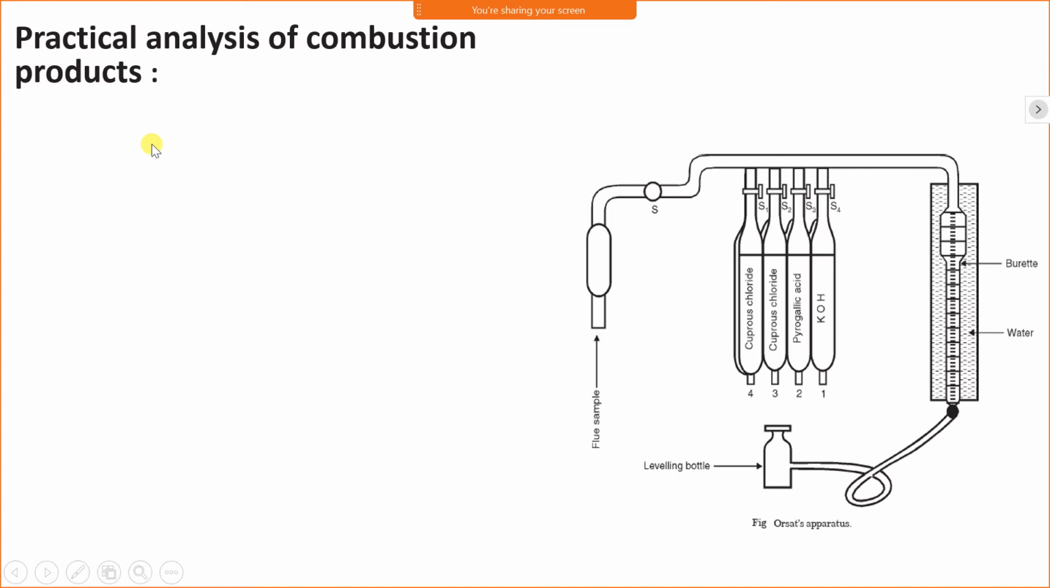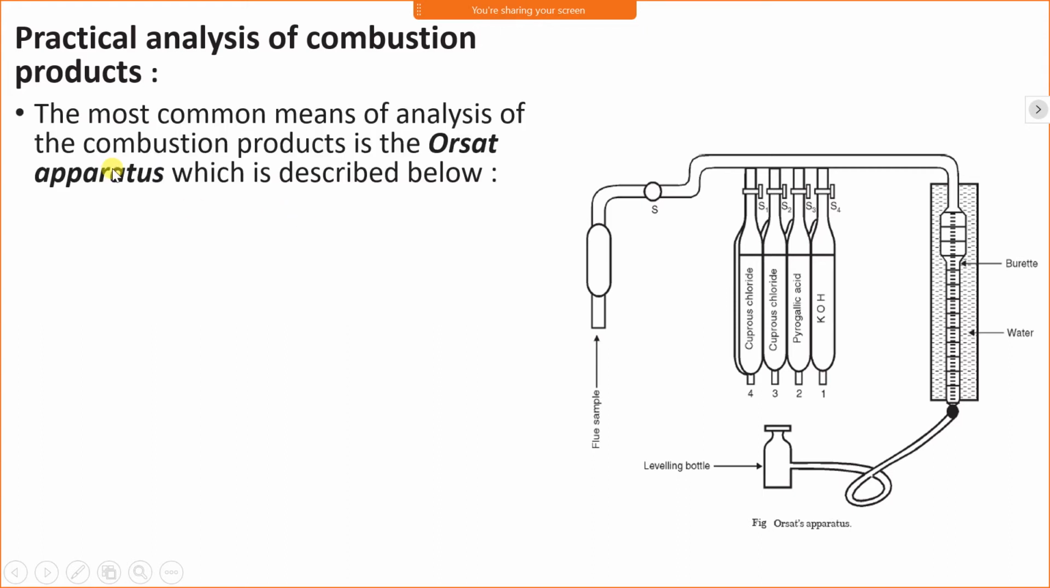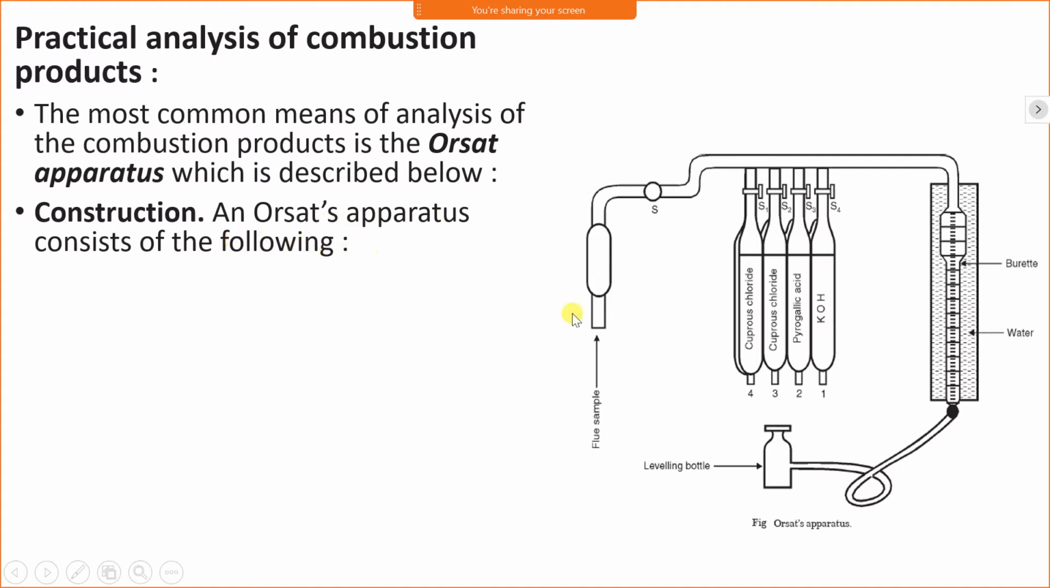Practical analysis of combustion product. The most common means of analysis of combustion product is the ORSAT apparatus, which is described below. Construction. Look at here. It consists of a leveling bottle which is connected to the burette by a pipe. Then the burette is connected with the 4 pipettes, and all pipettes contain a different chemical. The first pipette contains KOH, caustic soda. Second, pyrogallic acid. Third and fourth contain copperous chloride.